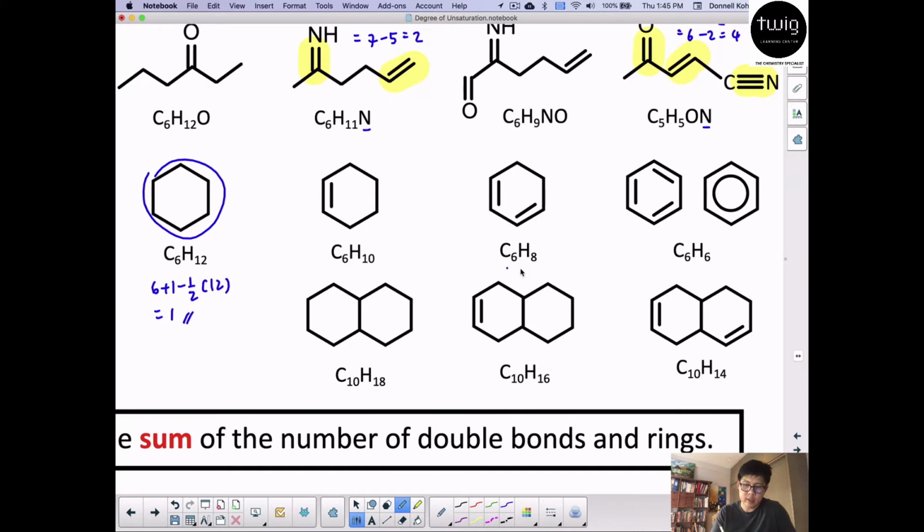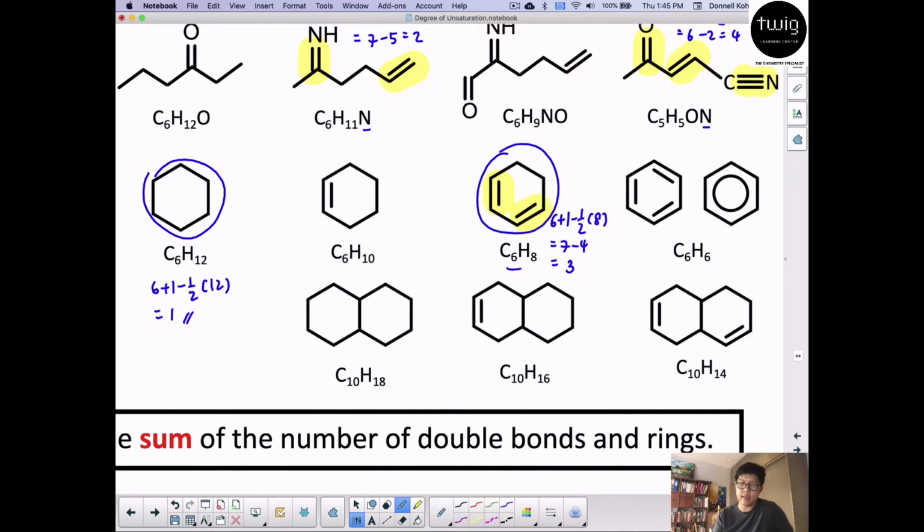Look at C6H8. 6 plus 1 minus half of 8. So this gives you 7 minus 4. That gives you 3. So why 3? Because you get 1, 2, and the ring. The ring is 1 degree of unsaturation, so it's actually 3. Okay, how about the benzene ring?